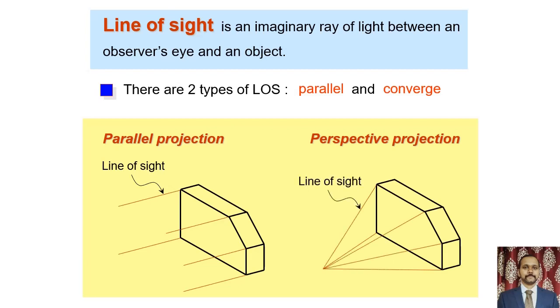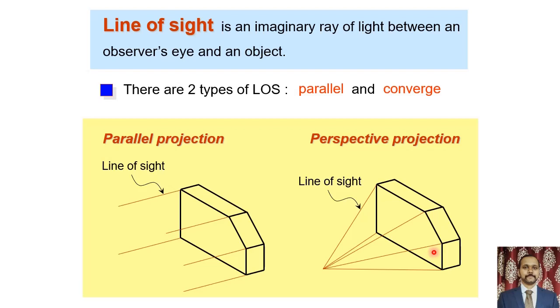And perspective projection. Perspective projection is the converge type of line of sight. If you see here, here is the object, and here is the observer, and whatever the line of sight is here, if you see this, it is not parallel. It comes from one point, and we are going to see this object. Such kind of projection, we can say, is the perspective kind of projection.